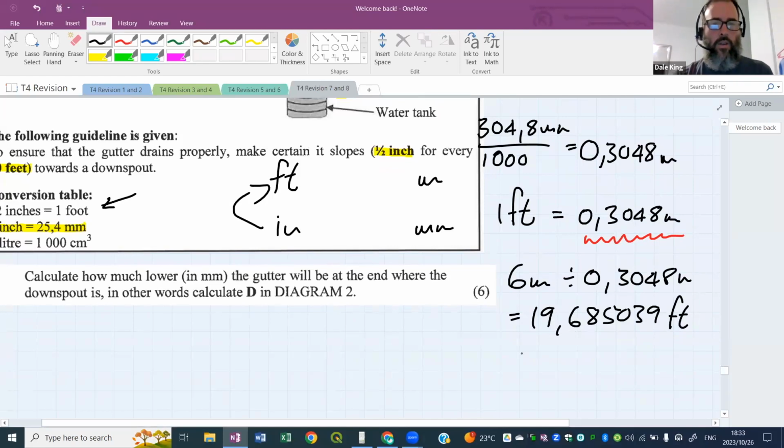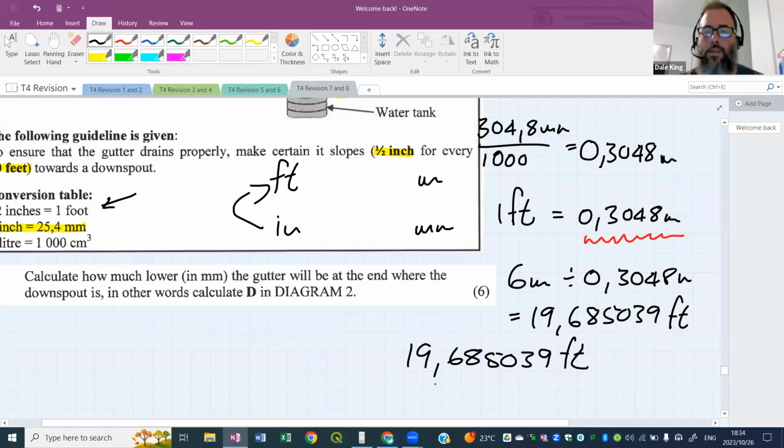The question says, calculate how much lower in millimeters the gutter will be at the end where the downspout is. Now, we've got to figure out how many inches this is, because they say for every 10 feet, it's half an inch. Well, I've got close to 20, but I need exact figures here. So I want to know how many 10 feet sections I have in here. Please note that I'm not rounding off anything. Even though it's close to 20, I'm not rounding it off.